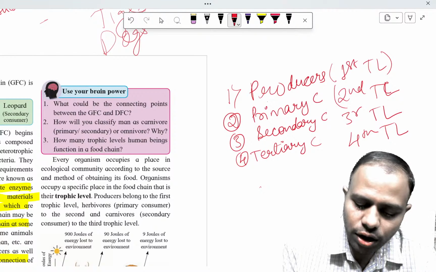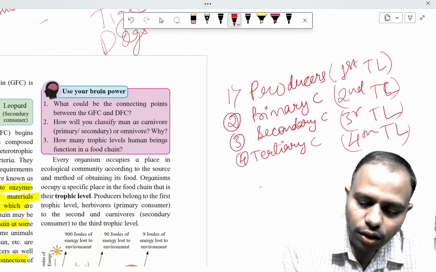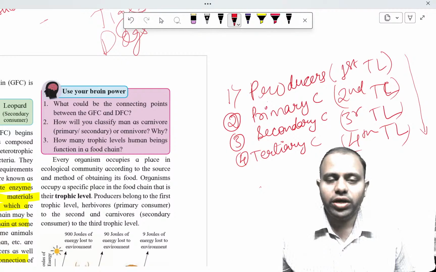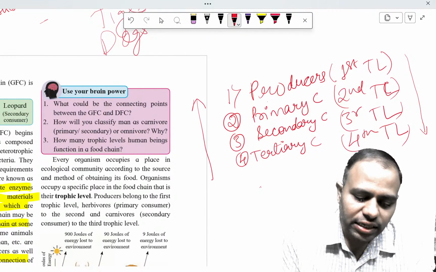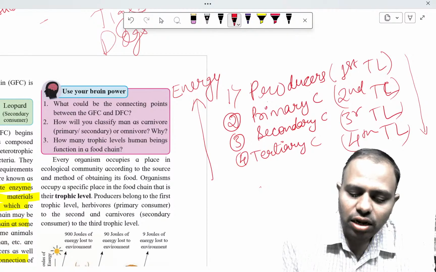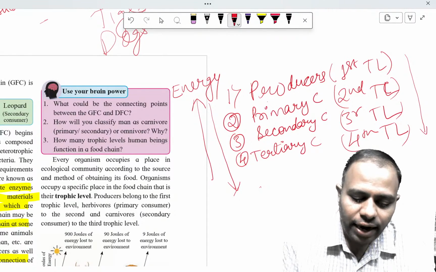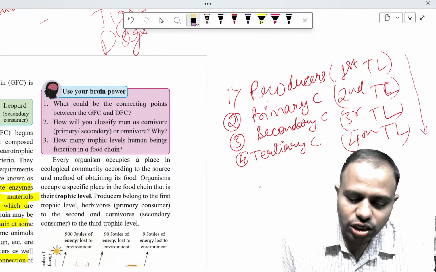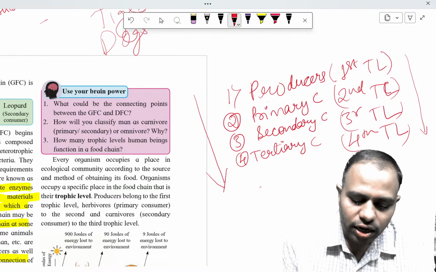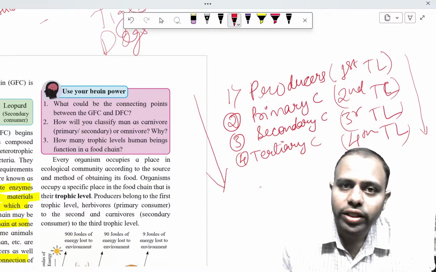Remember, as we go from producers to the tertiary consumers, the energy goes on decreasing. The energy is maximum in the producers and lowest in the tertiary consumers, and energy flow is unidirectional. Energy flows in a particular direction, from producers to the tertiary consumers. It is never ever reversed.